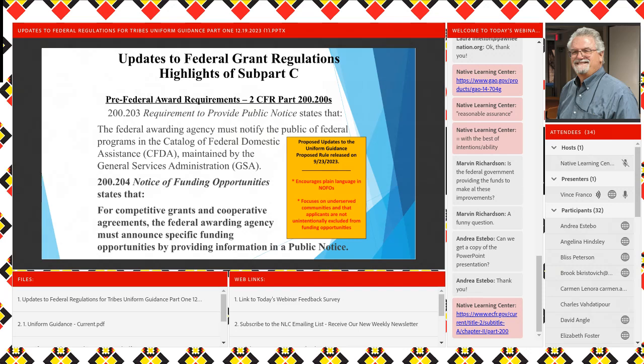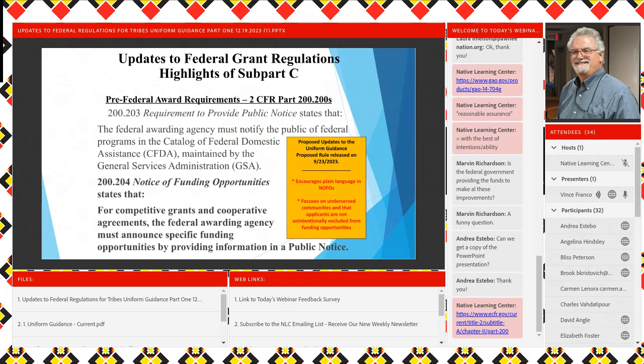This would apply more towards the grant writers. Right now, those notices are very, you probably agree with me, very difficult to follow, very difficult to navigate, confusing. Even the federal government recognizes that. And so what they're doing, it says, for competitive grants and cooperative agreements, the federal awarding agency must announce specific funding opportunities by providing information in a public notice. I'll give them a little bit of credit for this, they're trying to clean up those notices so they're more user-friendly, more readable. They're very confusing at a minimum. So I'm glad they're doing this.